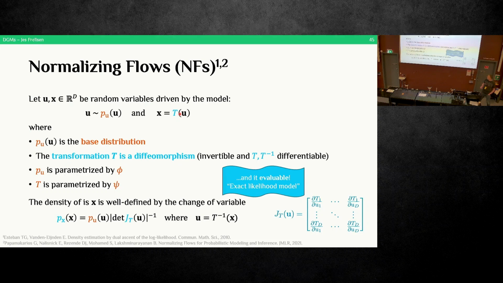And a nice thing is that this formula, if we know these terms, we can actually evaluate it. So it means that compared to the VAE we just talked about, where we cannot evaluate P of x, in this model, typically for flows, we can actually evaluate the probability, which means that they are at least in some cases exact likelihood models.